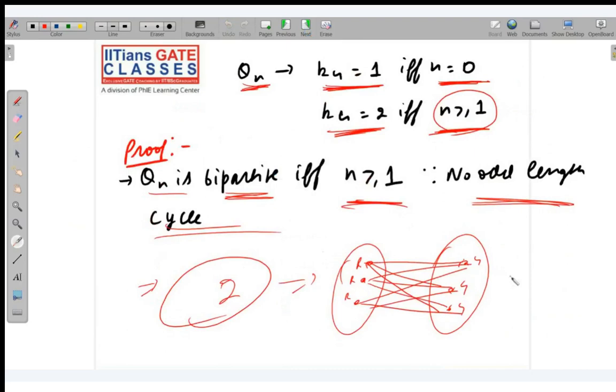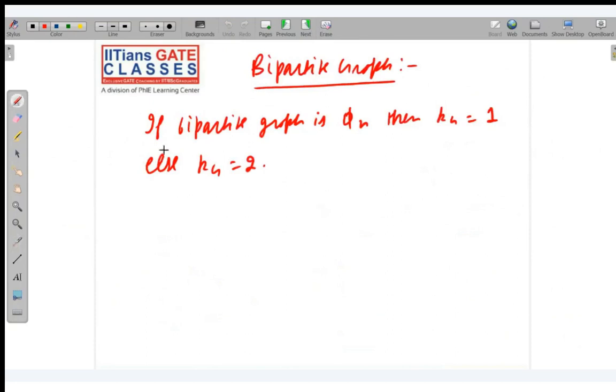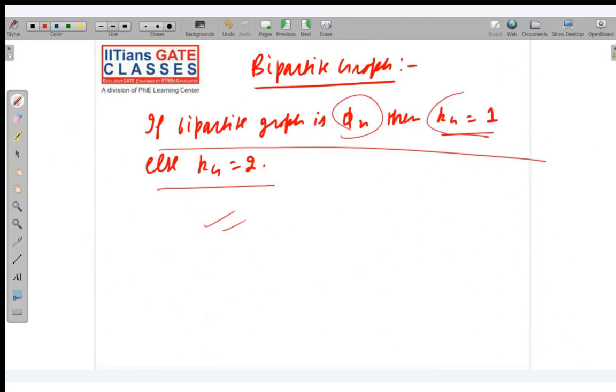So you can take a snapshot. I will jump to the next slide. If the bipartite graph is phi of n, then the chromatic number is 1, else it is 2. I have just shown you the proof. When it is a null graph, it will be 1. Say this is a bipartite graph, so it is 1. This is a bipartite graph with 3 vertices now. You take them like this. The chromatic number is 1 because there is no edge at all. And when there are edges, it will be 2.